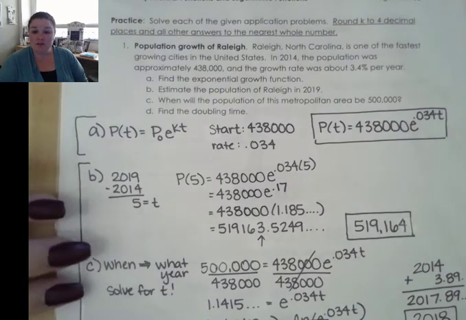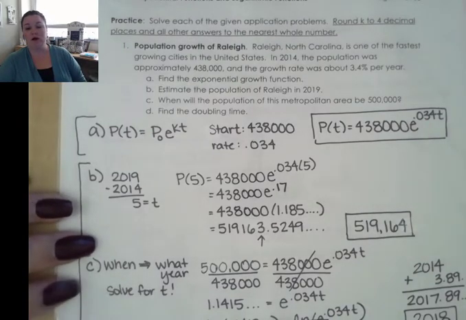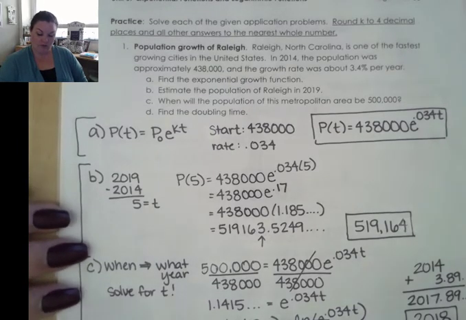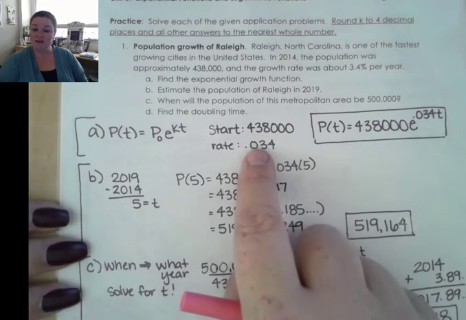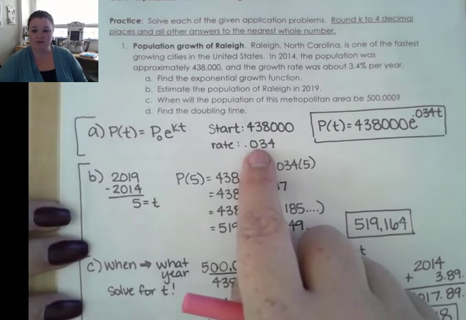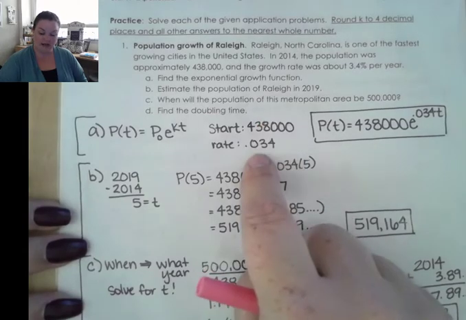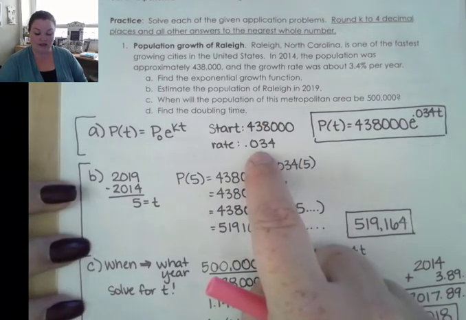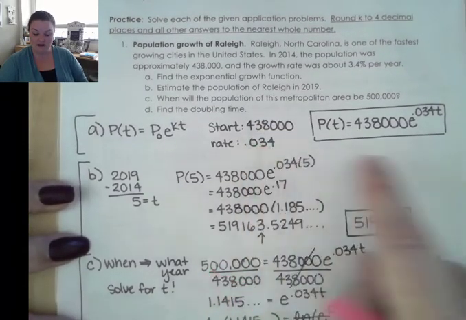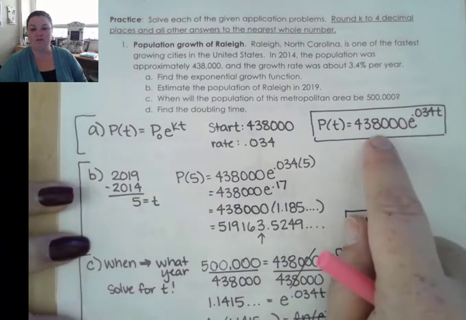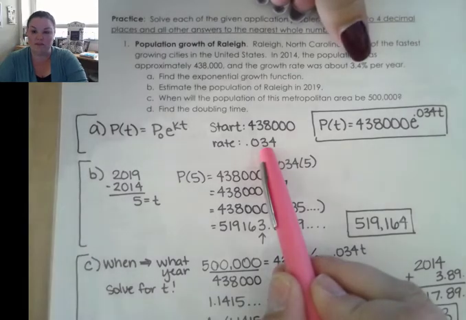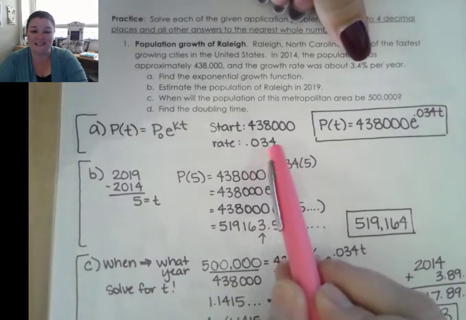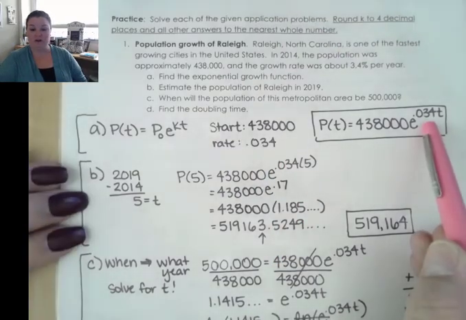All right, so on the first one, we're talking about the population growth of a town in North Carolina, right? We know our starting population was 438,000, and this one, the rate was given to us, 0.034. So if we know the starting amount and we know the rate, then all we have to do is plug it in and we should have our formula. Make sure you write your rate of 3.4% as a decimal when you put it in your function.